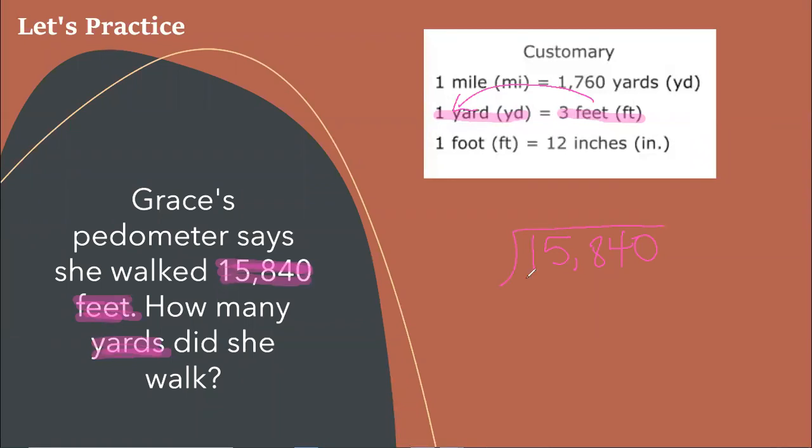Since we have to divide, I'm going to draw my division bar there. And we know that our conversion number is 3. So I'm going to divide by 3. All right, let's remember our steps for division.